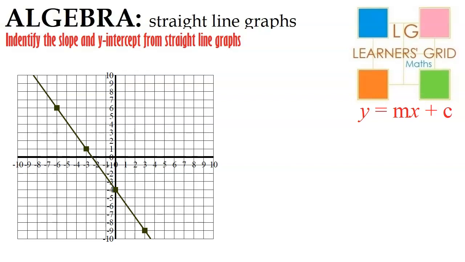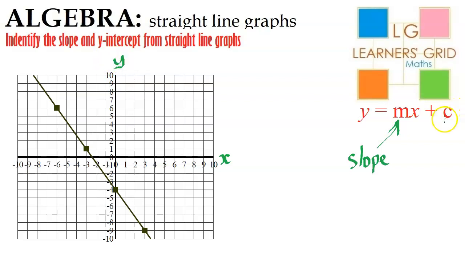In this tutorial video, we're going to be looking at identifying the slope and the y-intercept from straight line graphs. Okay, so when we look at the straight line graphs, we're looking at an equation which looks like this: y equals mx plus c. And in these equations, m equals the slope, and we know the slope, it is the number that comes directly before x. And x refers to a value along the x-axis, the horizontal axis. y refers to a value on the y-axis.